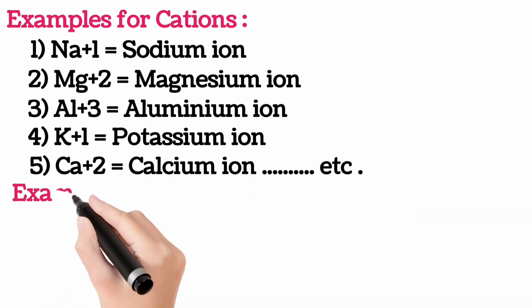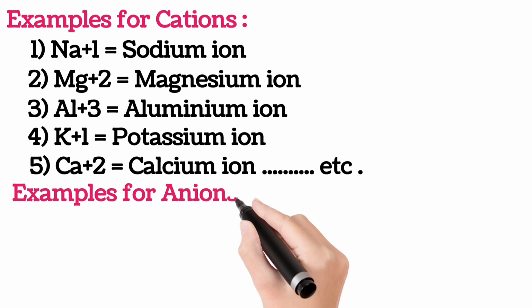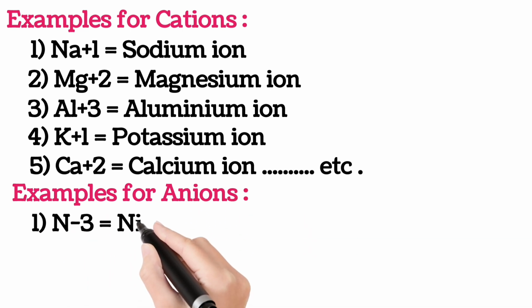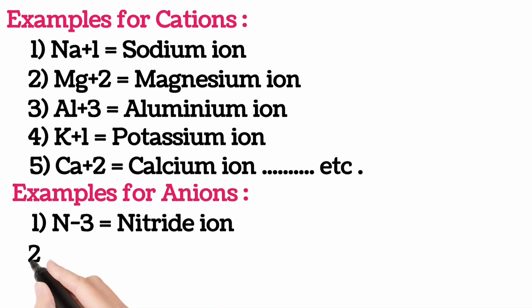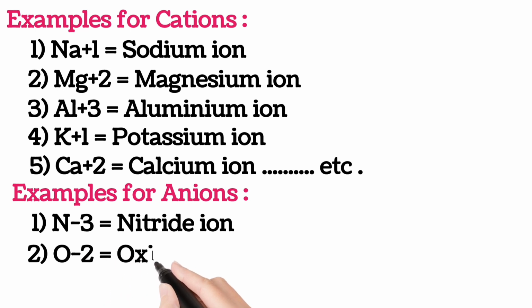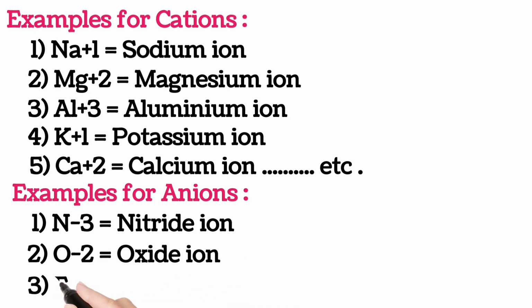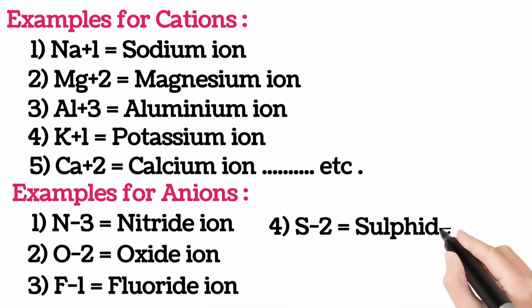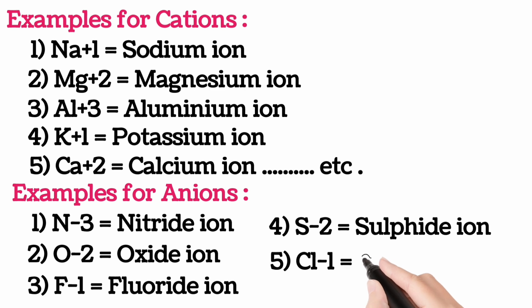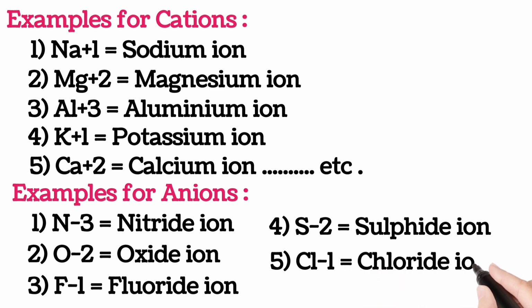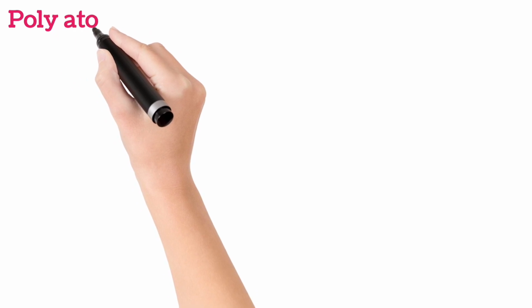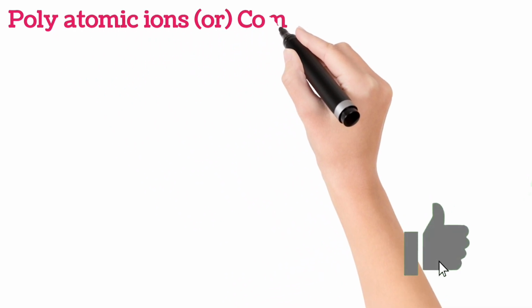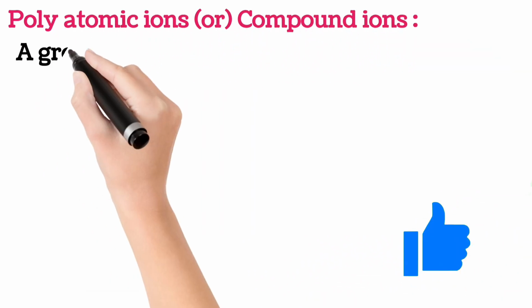And so on. Some examples of anions are N-3, called nitride ion; O-2, called oxide ion; F-1, called fluoride ion; S-2, called sulfide ion; Cl-1, called chloride ion. And so on. Now let me discuss polyatomic ions or compound ions.